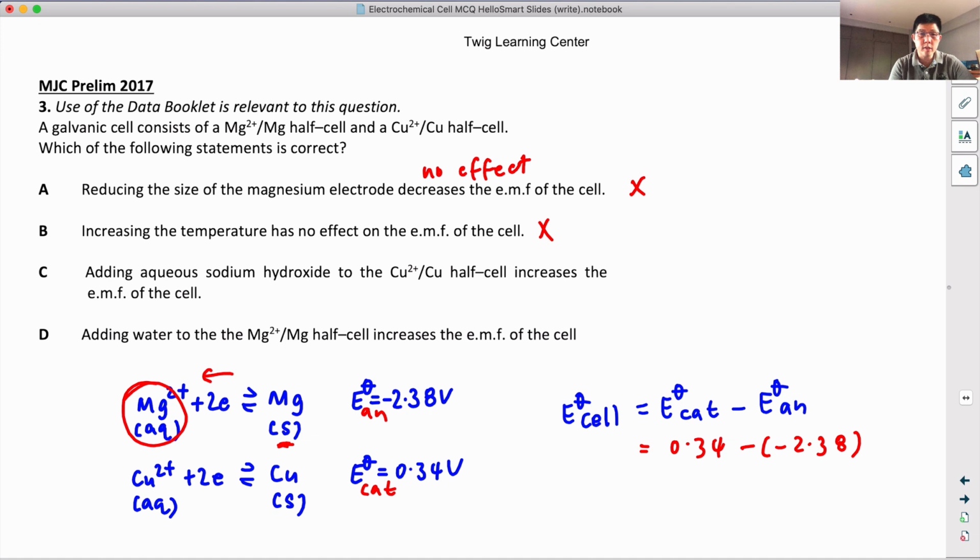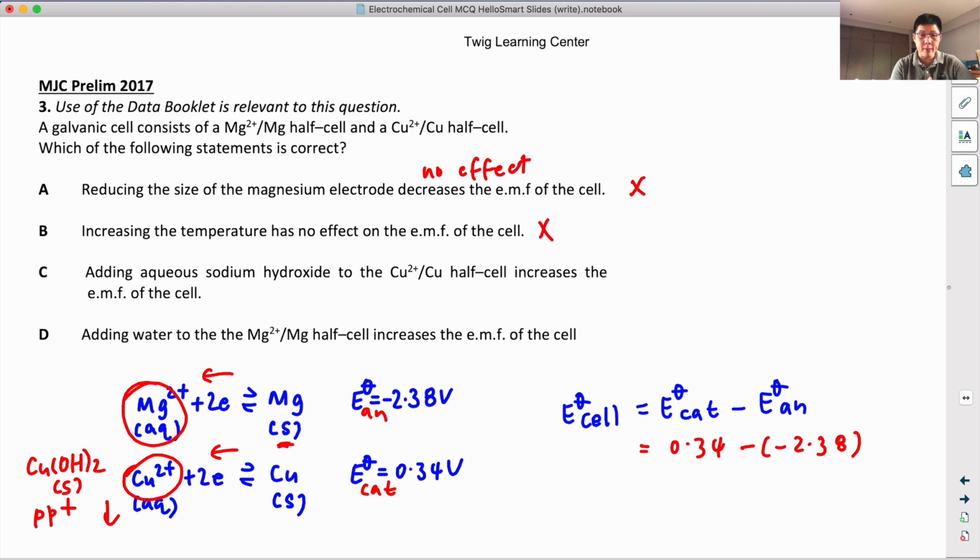So let's look at option C. We add sodium hydroxide to the copper half cell. So you're going to form copper hydroxide precipitate. This is a solid, a ppt. And when that happens, the copper 2+ concentration will fall. By Le Chatelier's principle, this will favor the backward reaction to increase the concentration of copper 2+.